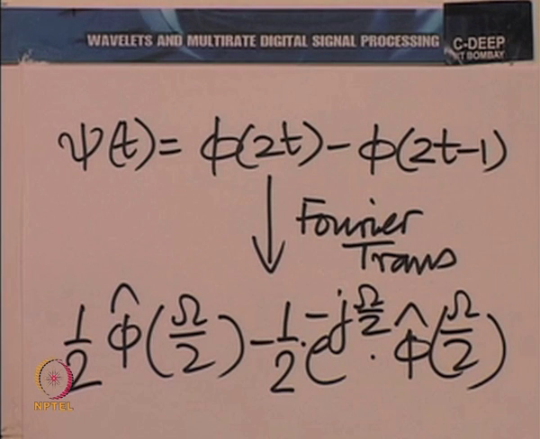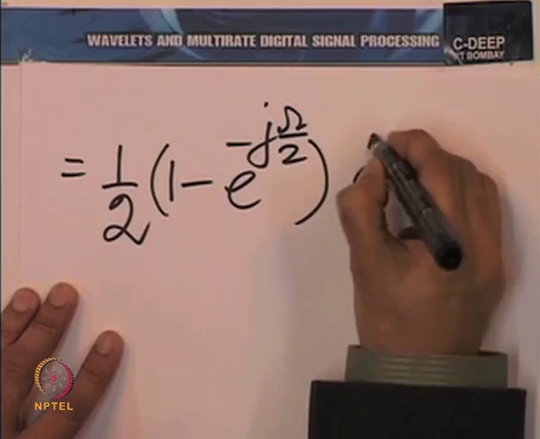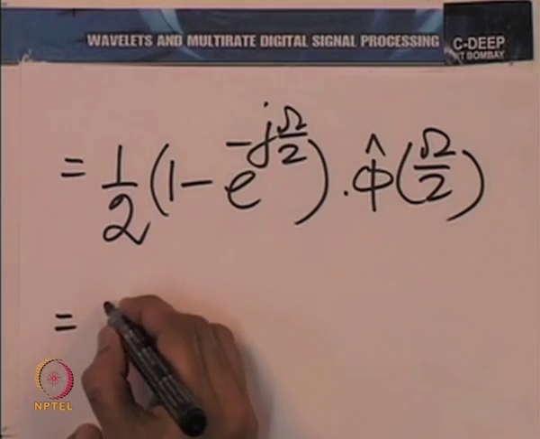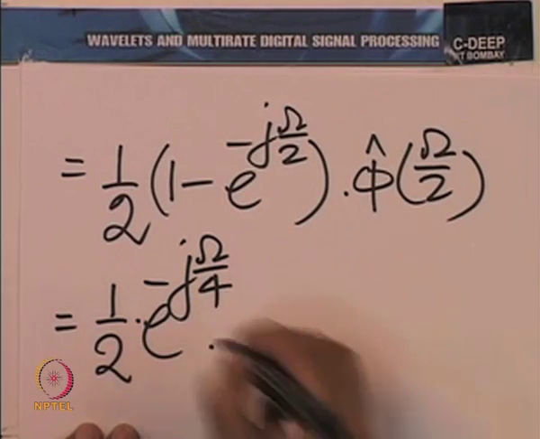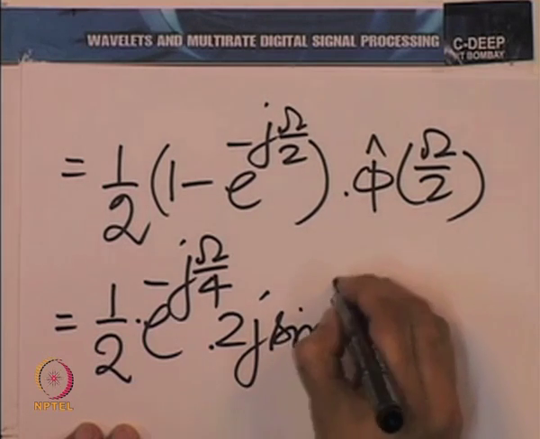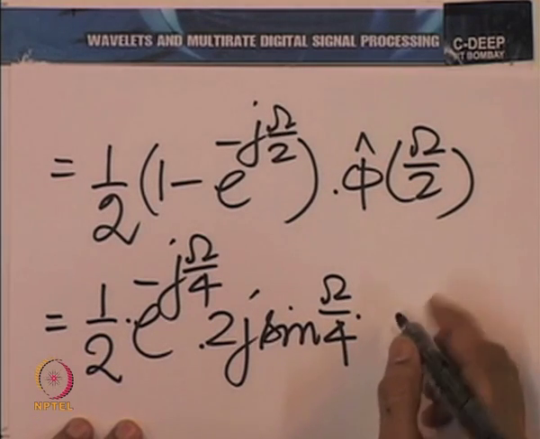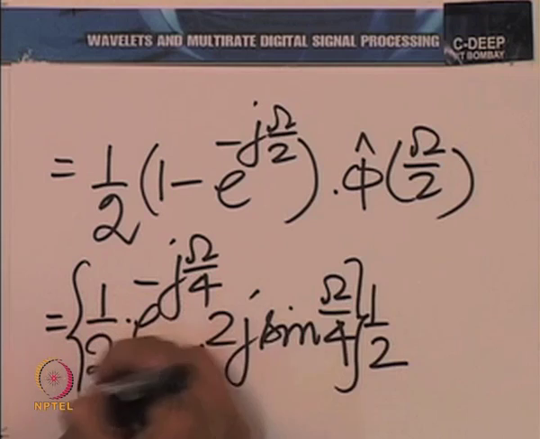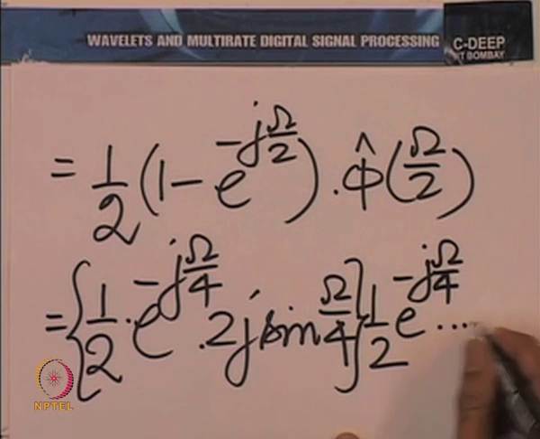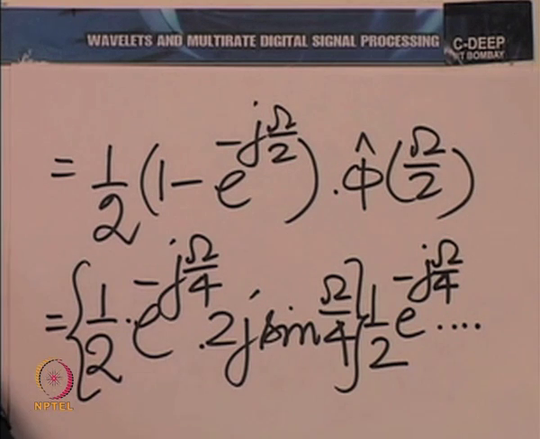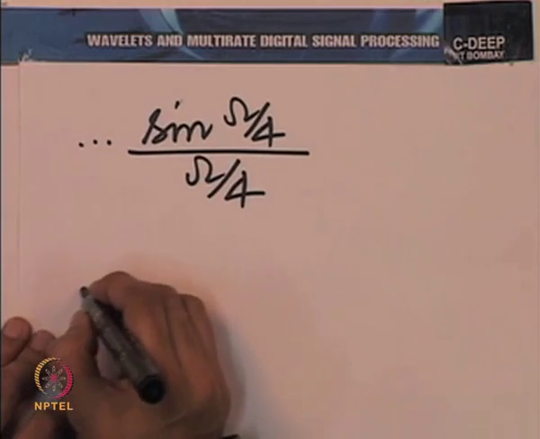And if we aggregate terms, we have phi cap omega by 2. And this is easy to write. This is half. Well, we can play the same trick. We can extract e raised to the power minus j omega by 4 common from here and get 2j, I am skipping a couple of steps, sin omega by 4. And we know the expression for this. This is essentially 1 by 2 e raised to the power minus j omega by 4 times, well, I will continue on the next page. It is a little complicated, but not too difficult. Sin omega by 4 divided by omega by 4.